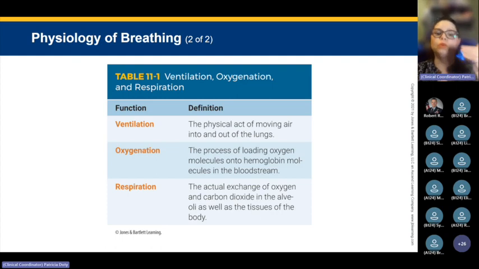Respiration is the actual exchange of oxygen and carbon dioxide in the alveoli as well as the tissues of the body. So, you know how when our bloodstream is coming back to our lungs, to our alveoli, and it's saying, hey, you can have this carbon dioxide. That carbon dioxide had to come from somewhere. So at your tissues, as this oxygen is being delivered, the tissues are saying, hey, you can have this carbon dioxide. I'm done with it. Thanks. Have a nice day. And it transports back to this capillary bed around the alveoli, and we get rid of it there. Okay.